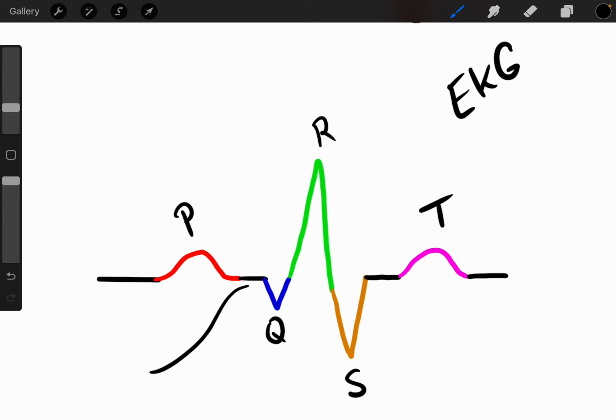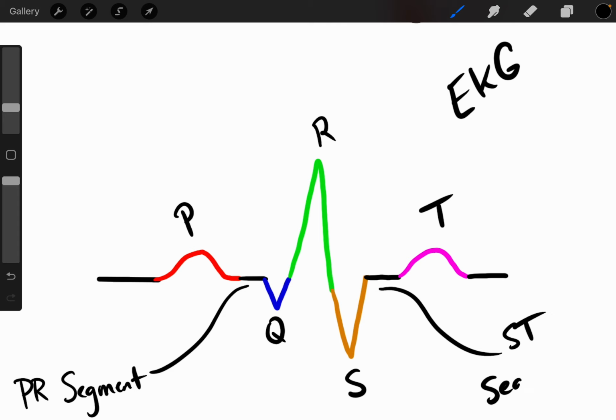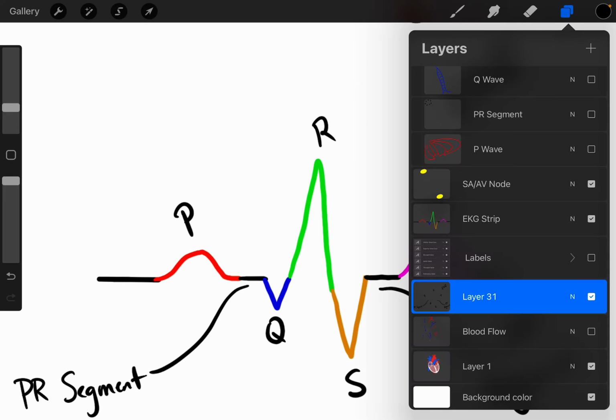Then in between some of these, you've got different parts. So we've got the PR segment here between the P wave and the Q wave. And then between the S wave and the T wave, you have what we're going to call the ST segment. Now, each part of this wave corresponds to what's happening in the heart during each part. So, for example, we are going to talk P wave first.